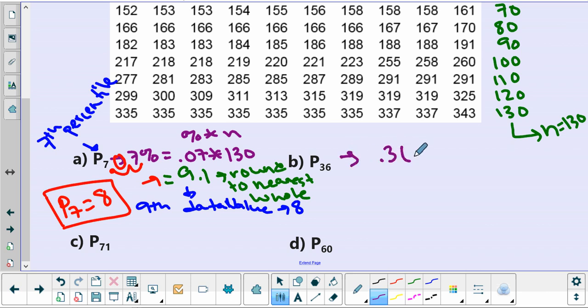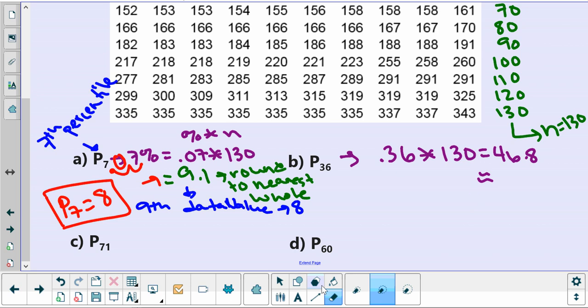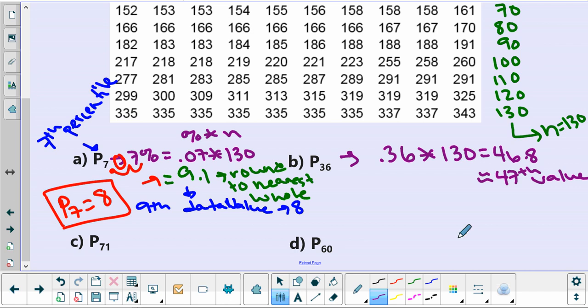For P36, that means I'm taking 0.36 times my n, which is 130. Okay, it's similar to saying, like, what would 70% on a test score be? If I wanted 70% of a test score, I would take 0.7 times the total number of points, and that tells me what 70% on that certain test is equal to. So in this case, I'm looking for the 36th percentile, so 0.36 times 130, which is 46.8. Now, that's not a position in the table. That's a partial number. So I need to round to the nearest whole. So that means I want the 47th value. Okay, so that's the position in the table that I'm looking for.